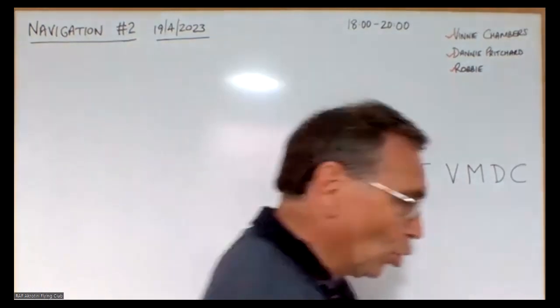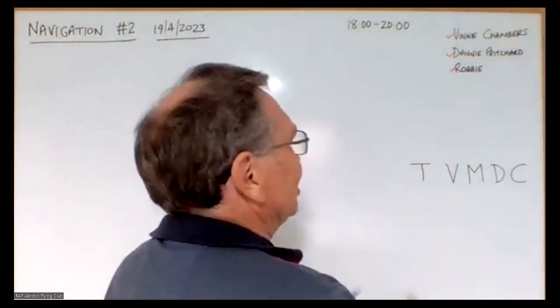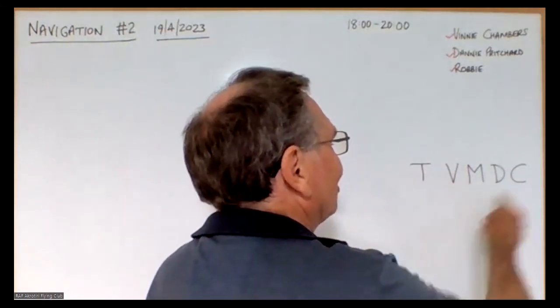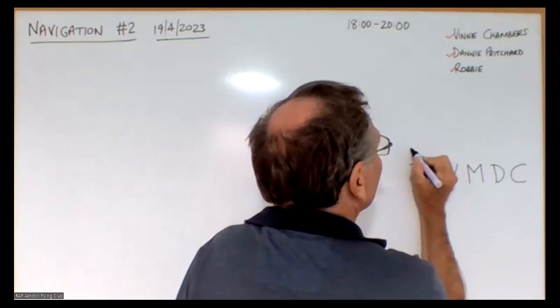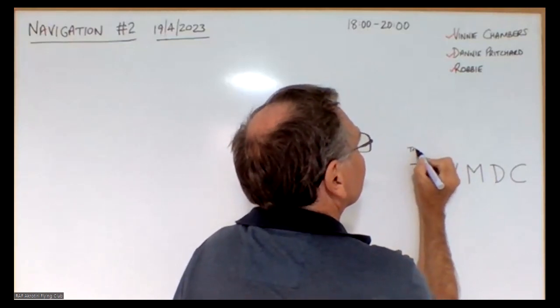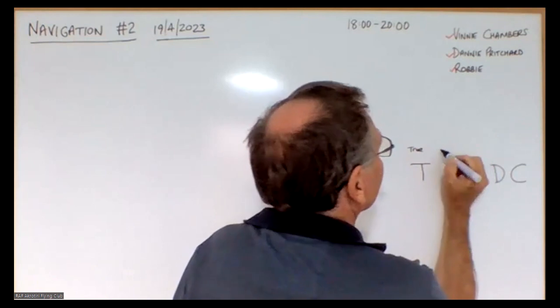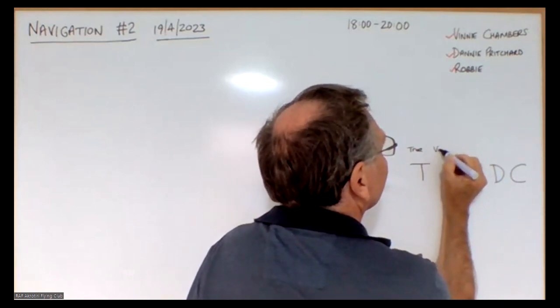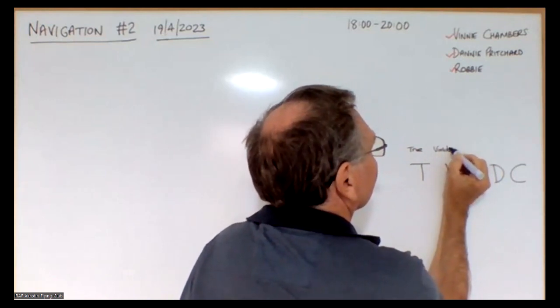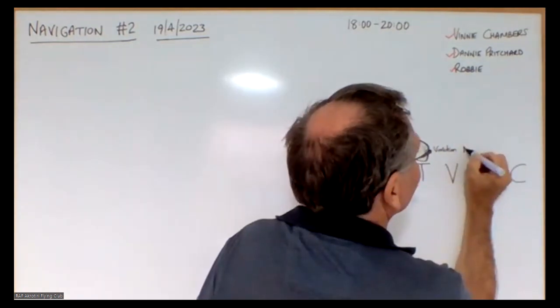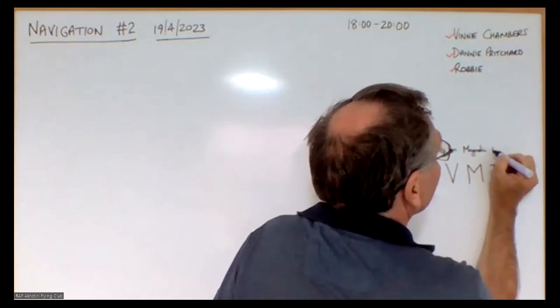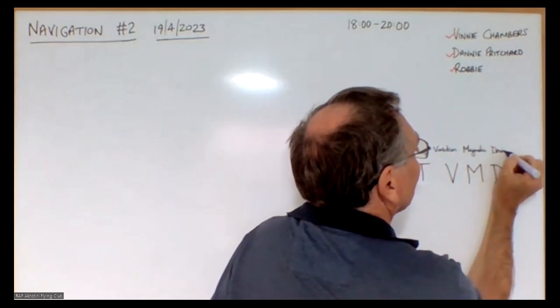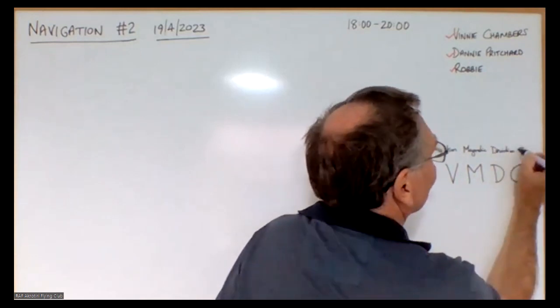And what all of these letters mean, what this "true virgins make dull company" is: this is True. This is Variation. This is Magnetic. This is Deviation. And this is Compass.